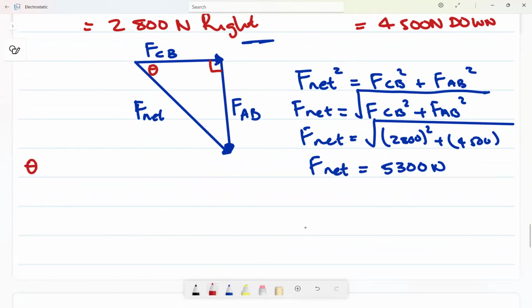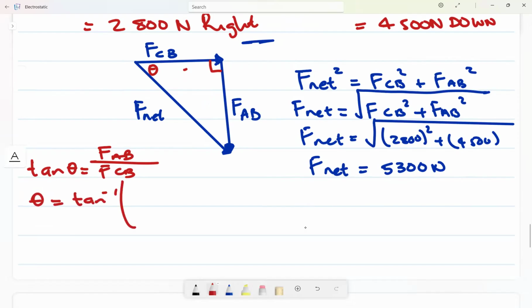Okay. Then the question is on which angle, which direction. So for direction, I have this one which is my opposite, and this one is my adjacent. So I'm gonna use tan. So always tan theta is equal to opposite. What is opposite? Opposite is the force AB, divided by, what is my adjacent? My adjacent is force CB. Therefore, if I want my theta, remember I'm gonna take the inverse of that. Yes, the inverse of that.